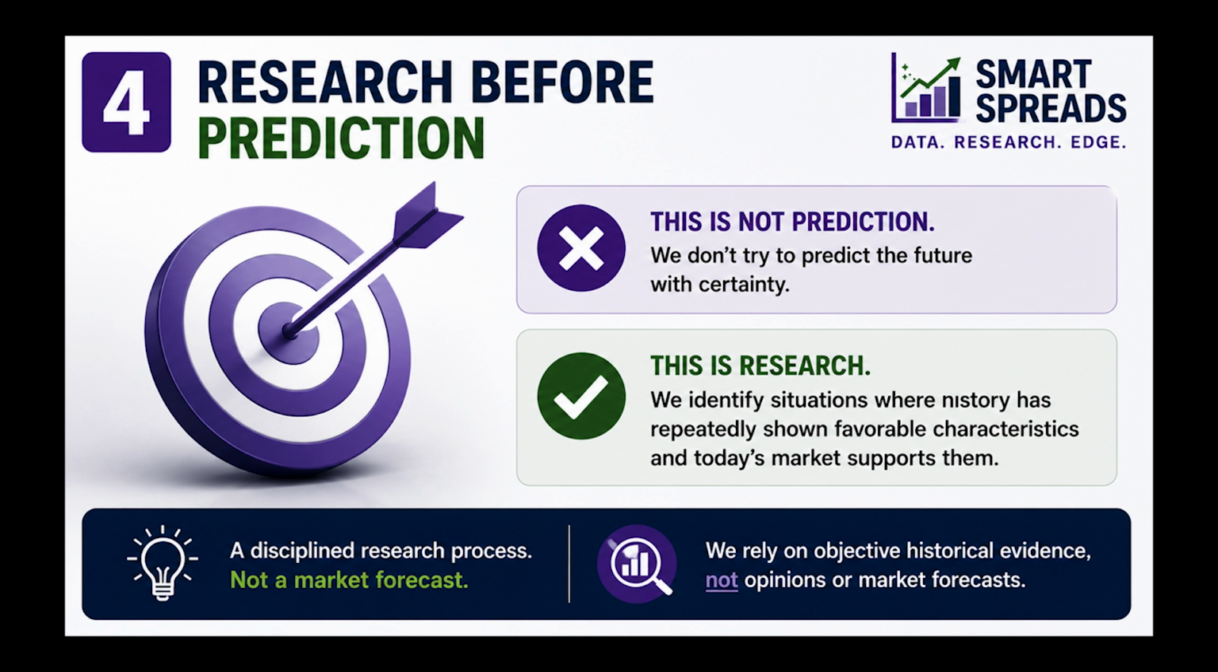This highlights one of the biggest differences between traditional seasonal analysis and the Smart Spreads methodology. Our goal isn't to predict the future. It's to identify situations where history has repeatedly demonstrated favorable characteristics and where today's market continues to support these conditions. That's a disciplined research process rather than a market forecast.